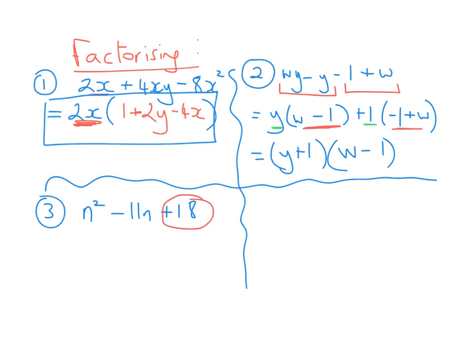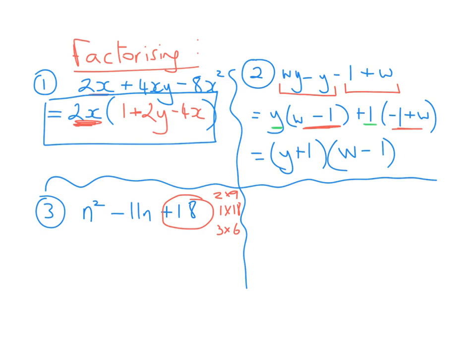So the number that does not have another variable beside it, the constant, so plus 18. What you need to do is say to yourself, what two numbers multiply to give you plus 18? So you're going to look at the factors that would multiply to give you 18. One would be 2 multiplied by 9, another would be 1 by 18, another one would be 3 by 6. And what we need to start doing then is thinking of what combination of those is going to give me the minus 11.